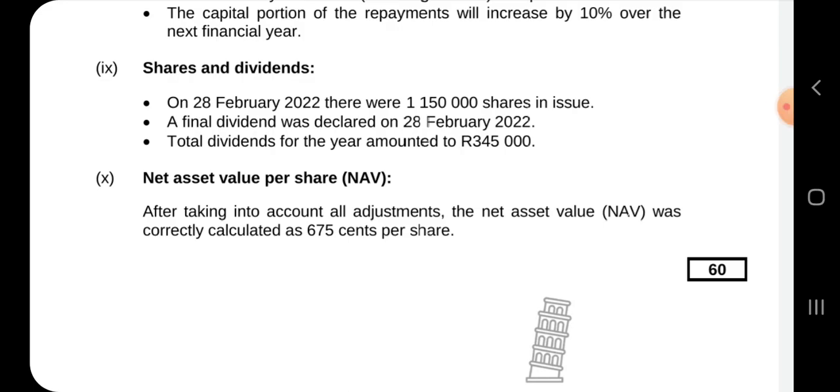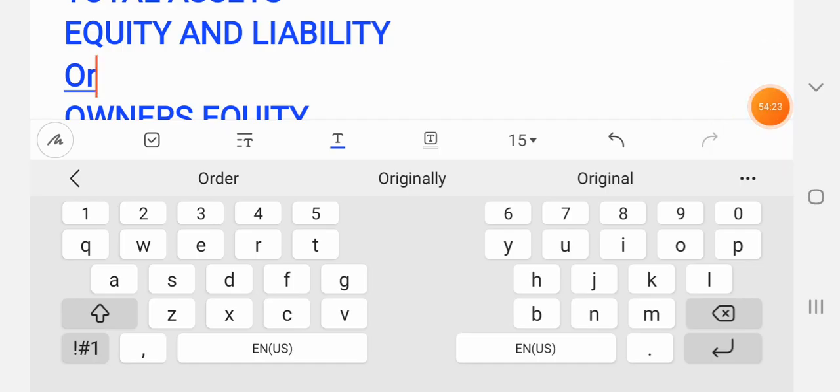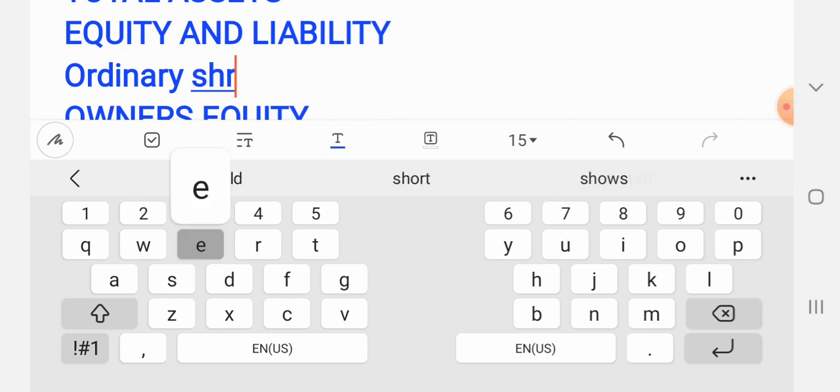So we are going to take the ordinary shares that were issued at the 28th of February. At the 28th February 2022 was a total of 1,150. So we'll take the 1,150 times 675 cents. Under equity and liability, we have ordinary share.